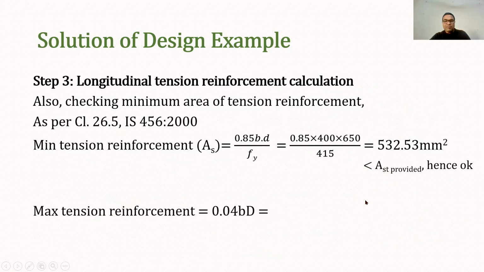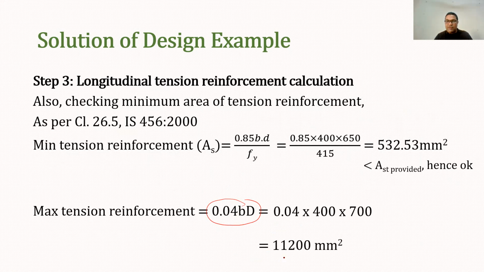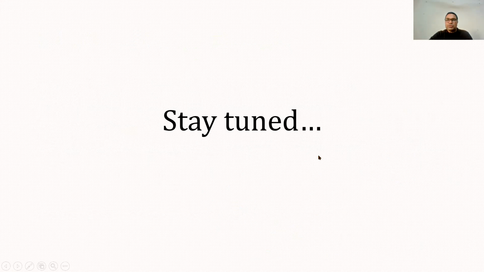Similarly, if we check the maximum tension reinforcement, we can calculate it with this relation, which is 0.04 times B into D. Putting all the values here, we get the maximum tension reinforcement as 11,200. You can see our Ast provided is less than this value, which means our Ast provided is more than the minimum and less than the maximum limit as recommended by the IS code, which is safe and okay. We will continue this solution in the next part. Thank you.